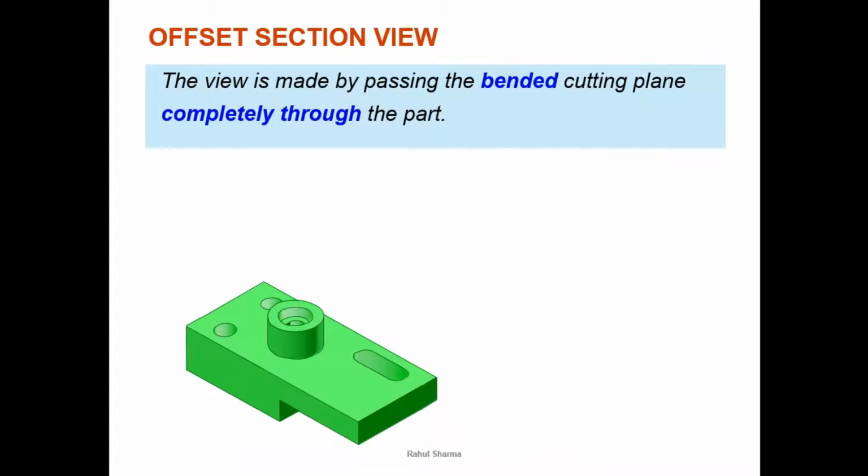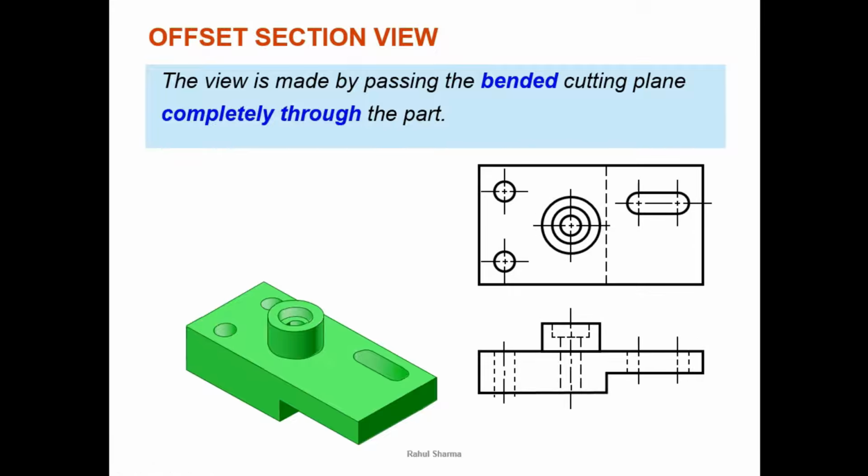Let's say this object is given. If I cut it with the full section plane, this will remain hidden and this will still remain hidden, so I cannot go for full sectioning. If I use half sectioning, if I cut the left part of the object, then this will remain hidden. If I cut the right part, this hole will remain hidden. So what is the solution in that case? This was the front view and top view without sectioning.